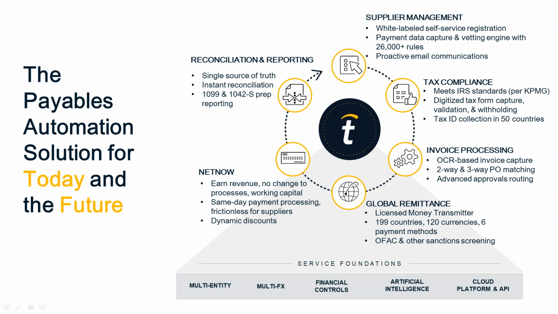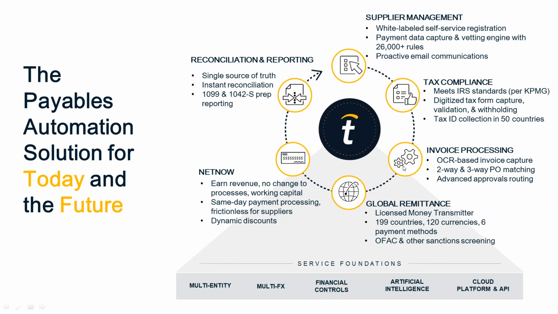The solution includes invoice processing with OCR technology and machine learning to ensure, as Chris was telling you, touchless or straight-through invoice processing, along with advanced approvals that are built into the system. And we heard from Chris the importance of approving the invoices. We also have 2- and 3-way PO matching for PO-backed invoices. We are also a licensed money transmitter and pay across 199 countries in 120 currencies with 6 different payment methods. We do sanction screening to ensure that you don't pay anyone who's on a terrorist watch list somewhere or who's listed as a money launderer.